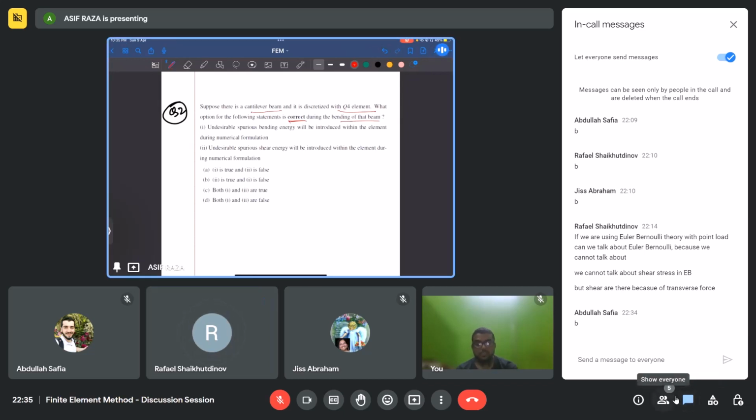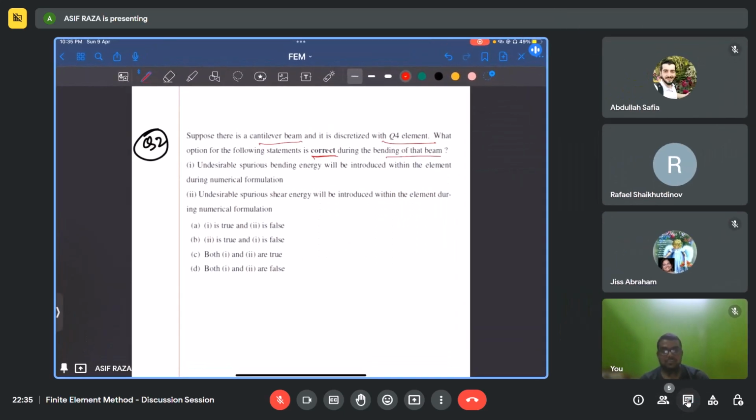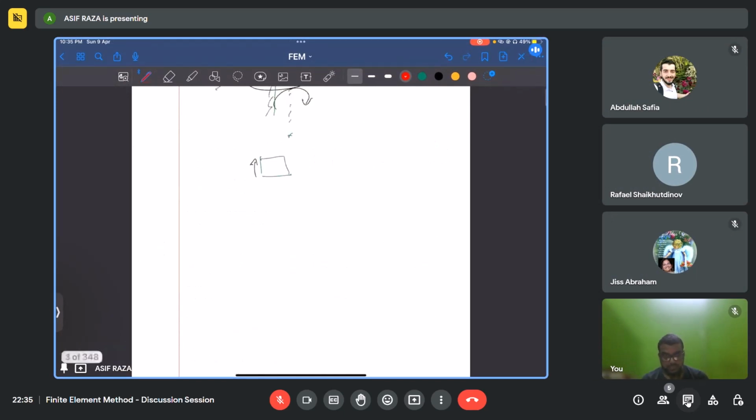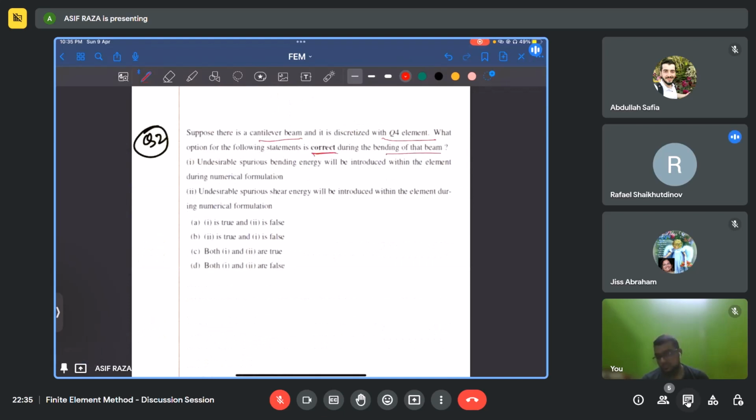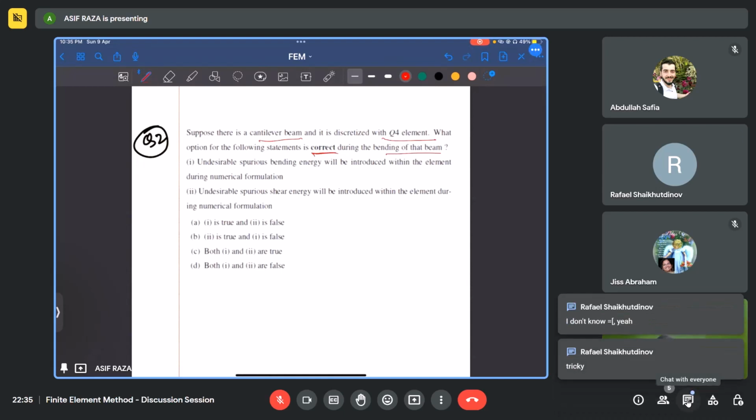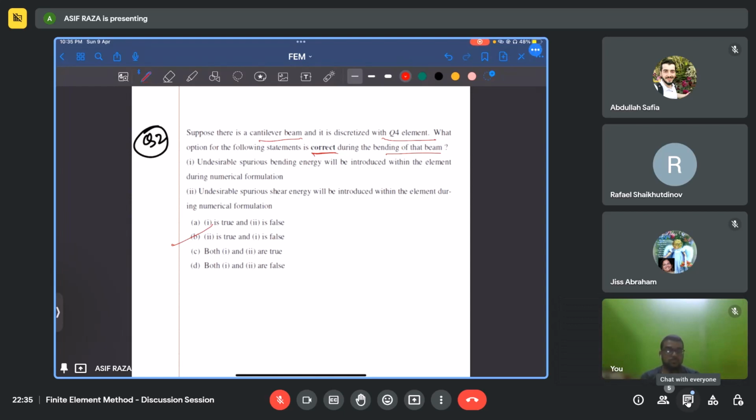So I think Rafael will have a doubt in this as well because it's in continuation. It's similar to the earlier question where he was confused with the shear and bending. The correct answer is option B only. So what is spurious? First of all, spurious is a fake thing. It's not actually present, but it's getting generated.